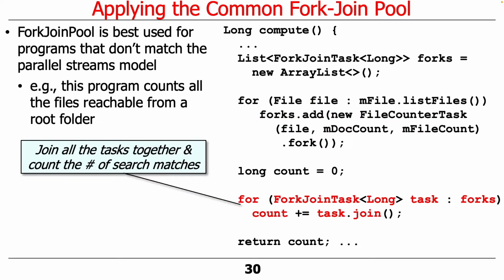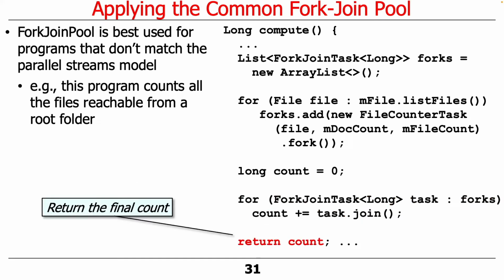And then when all those things are done, this code runs, and it basically goes through the list of fork join tasks, and it calls task join on each of them, and it will count up the results. And what we get at the end is a count of the number of files, which could be documents or folders, reachable from some root folder in a recursive directory structure. So that's what that's doing. And this works nicely because there's no guarantee that you're going to have an even number of things that can be split using the parallel streams framework.